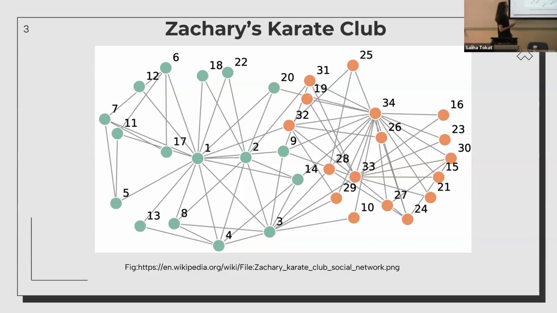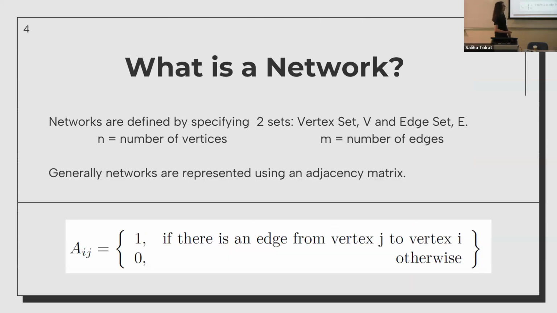If we want to represent a network mathematically, we need 2 sets, as I said. One is the vertex set, which we will denote by V, and one is the edge set. By specifying these 2 sets, we have a representation of a network, also known as a graph. And in this talk, I will be using the number of vertices and the number of edges. N will represent the number of vertices, and M will represent the number of edges.